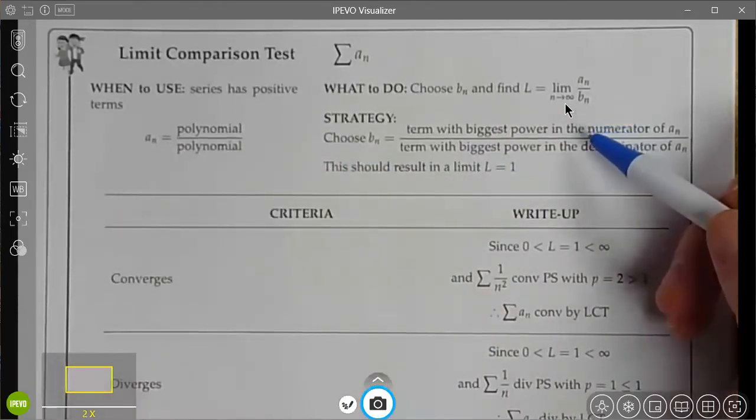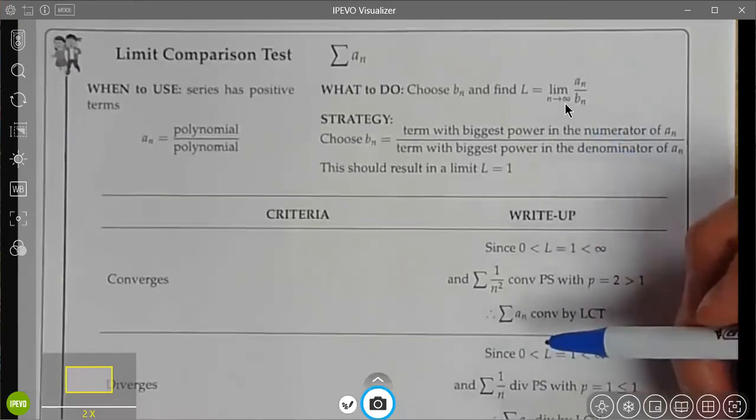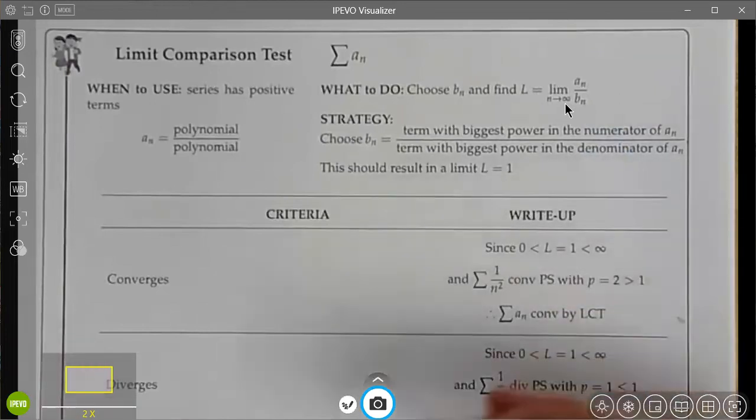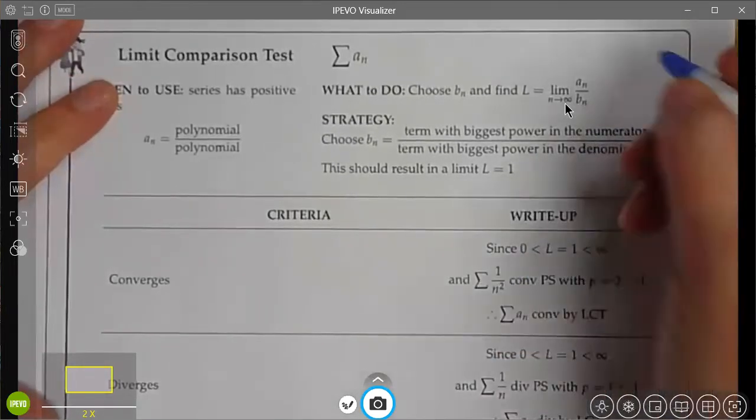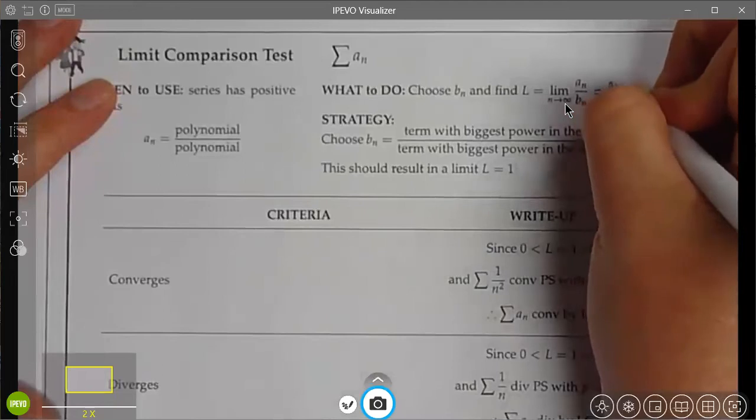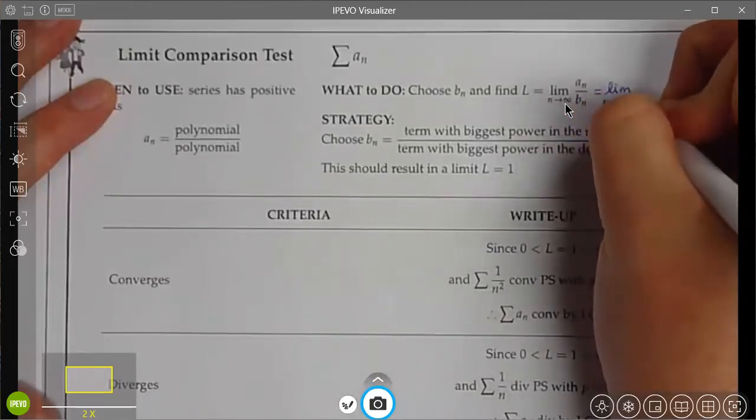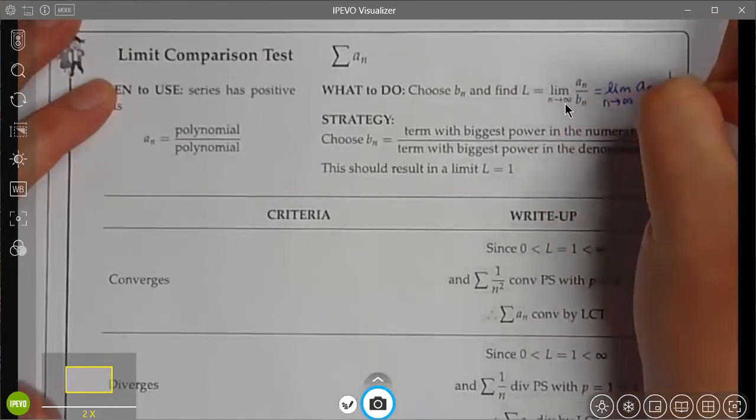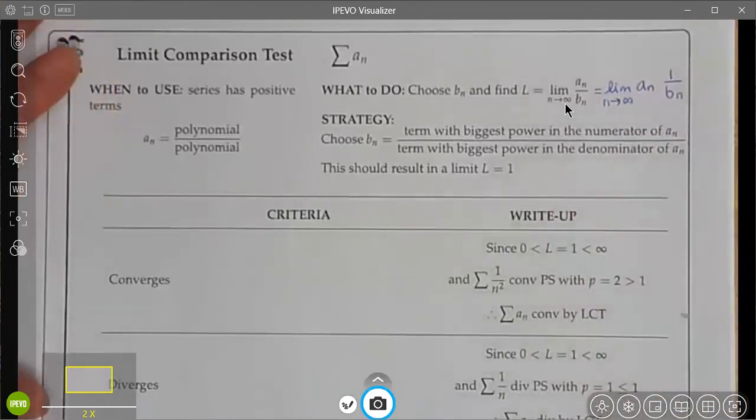So when you divide fractions, you want to multiply by the reciprocal, or some people call that like same dot flip, or some other cute acronym or sentence for remembering that. But ultimately it means that this is the limit as n goes to infinity of a sub n times 1 over b sub n. Okay.